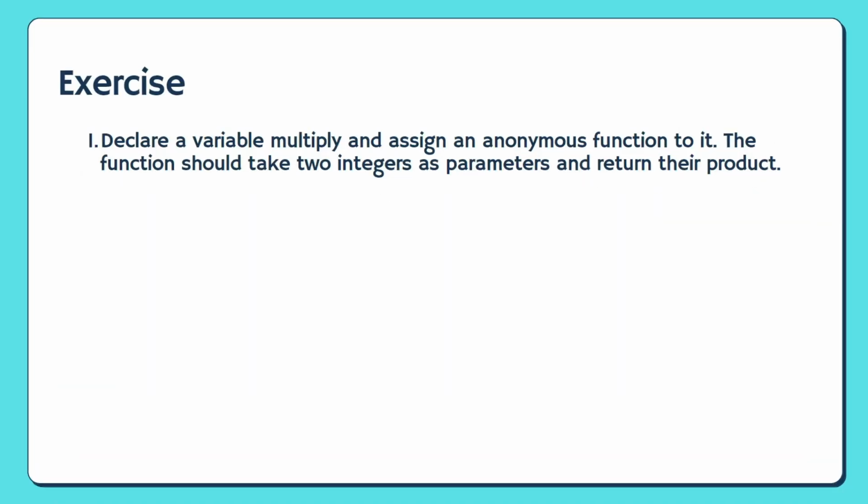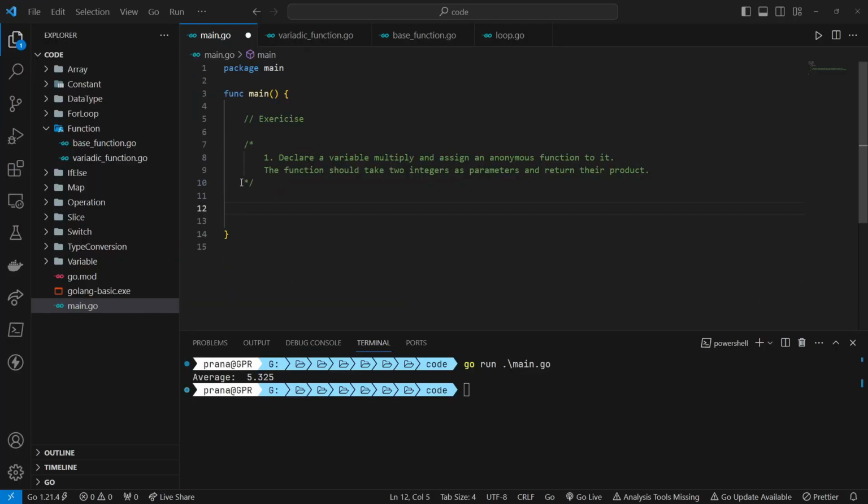Exercise. Declare a variable multiply and assign an anonymous function to it. The function should take 2 integers as parameters and return their product. In addressing question number 1, we create a variable named multiply assigned to an anonymous function in the Go programming language.